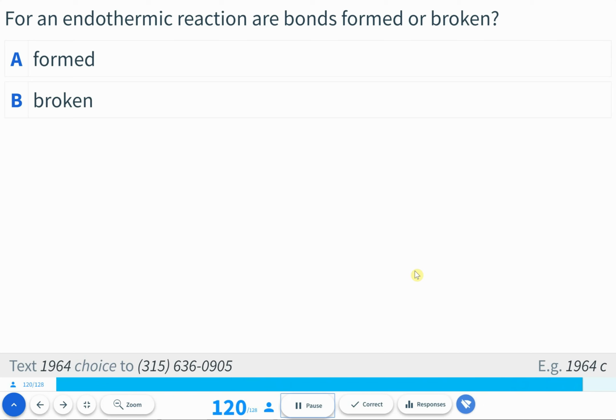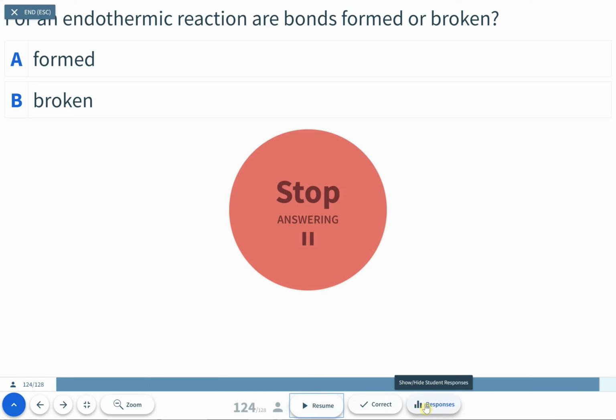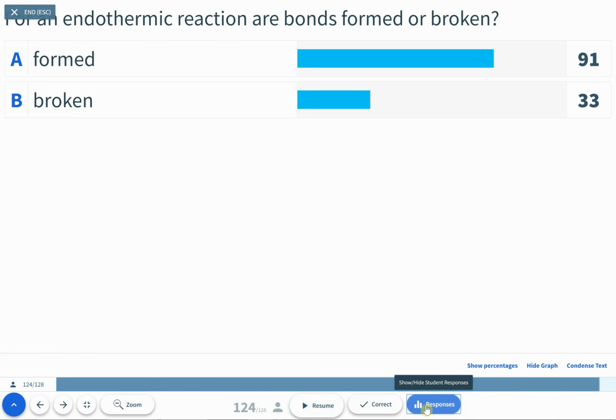Okay, we're going to end this one. Is it broken or formed bonds? I think we're going to get a split on here. It's actually wrong. The majority are wrong here. It's actually when you break bonds.